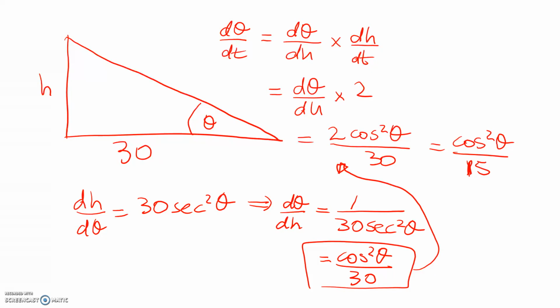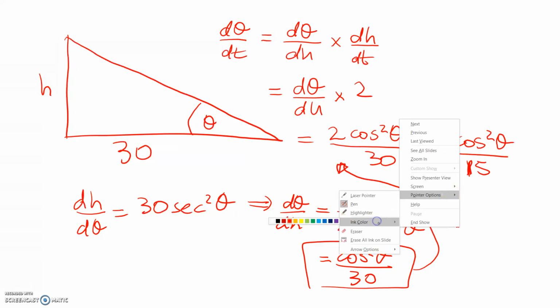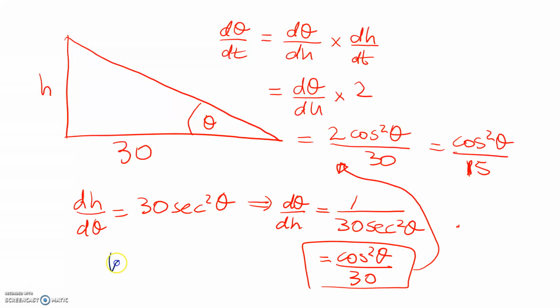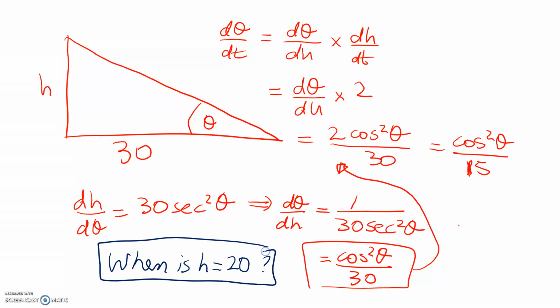There's just one thing left to do. We need to figure out when will h be 20. So h is going to be 20 when there's some particular value of theta. So I want you to try and do that last bit on your own. Okay, so when is h 20? So go back to my right angle triangle. I'll do that on the next slide.